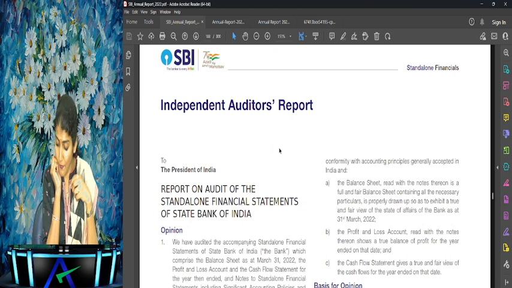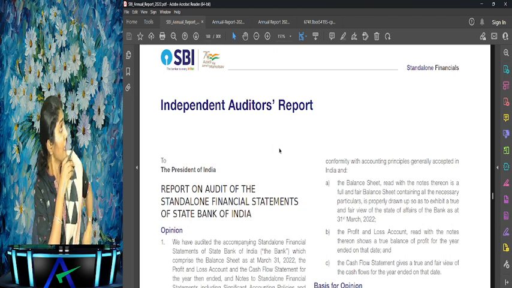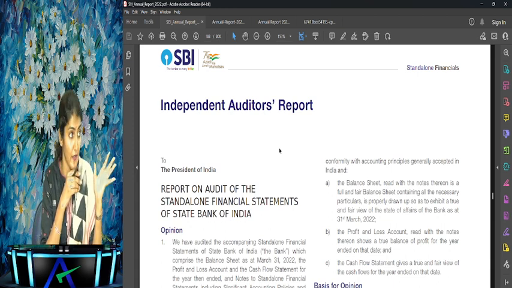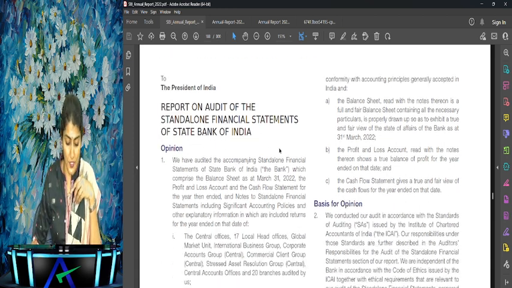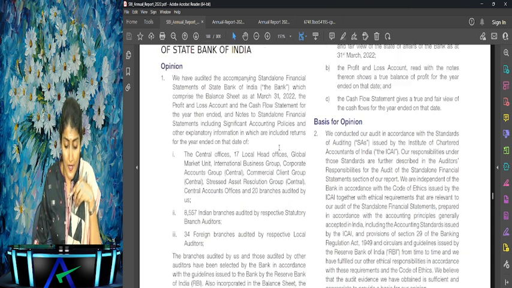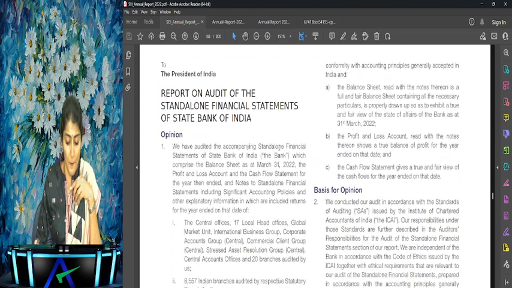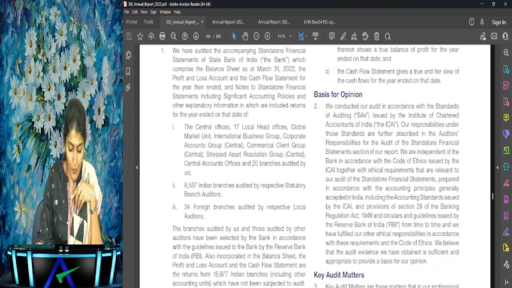of the bank. And if you look at State Bank of India, the annual report, the audit report, the independent auditor's report is addressed to the President of India, right? It is addressed to the President of India. And again, over here we have the opinion and the basis for opinion paragraph. What does it say? Opinion and the basis for opinion paragraph. How many branches have been audited by the branch auditor?